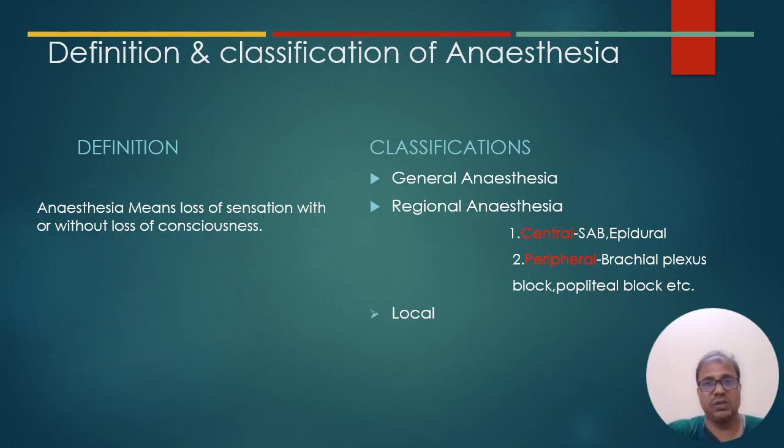another is regional anesthesia. Regional anesthesia is further classified into central and peripheral anesthesia. Examples of central anesthesia: subarachnoid block, epidural block, caudal block, etc. And examples of peripheral anesthesia are brachial plexus block, popliteal block, wrist block, and many other regional anesthesia blocks. And another classification is local anesthesia.